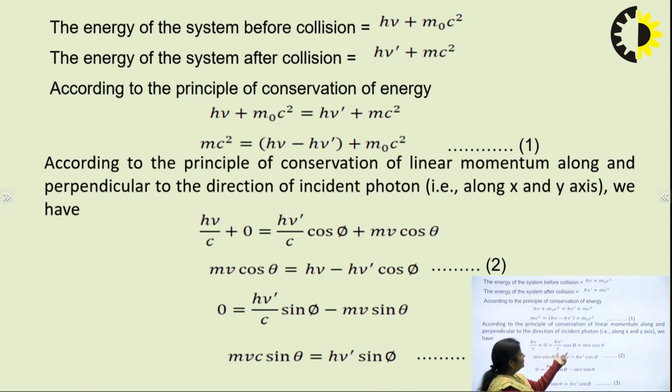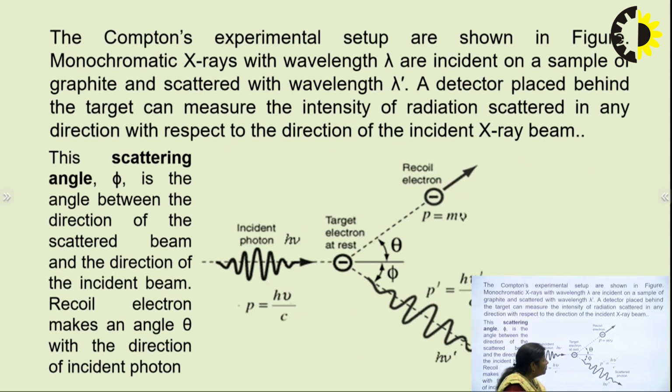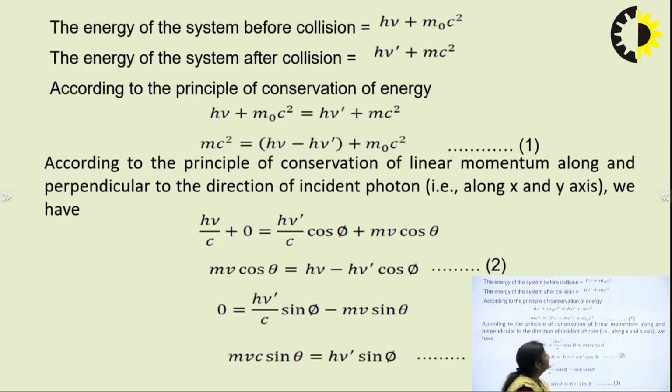All right. Now we go to the momentum after collision. After collision, what happens? We are having two scattered beams. So after collision, we are having momentum for the recoil electron, and momentum for the scattered photon. For the recoil electron, we have mv, and for the scattered photon, we have h nu dash by c. So we'll write down this momentum here, along with their components. All right, h nu dash by c cos phi, so that it becomes the x direction component.